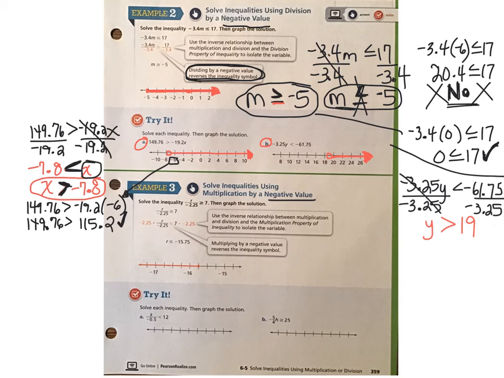When you do part B, the nice part is that the y variable is already on the left side of your inequality. So as you divide by that negative, you will flip your inequality around, and you get y is greater than 19. So you can pick a number greater than 19 to double check your answer, and negative 3 and 25 hundredths. Pick a number greater than 19, such as 20, and check to make sure that that is less than negative 61 and 75 hundredths.